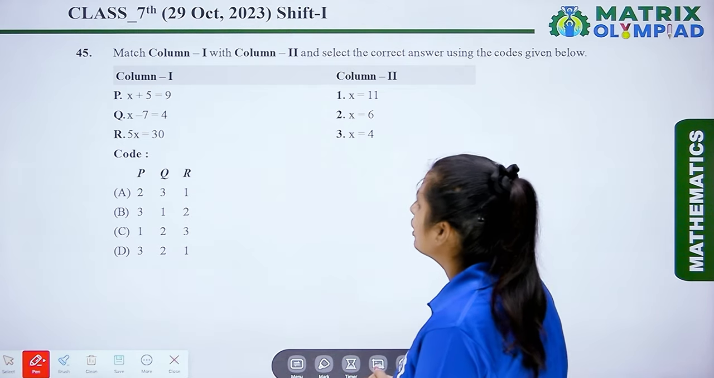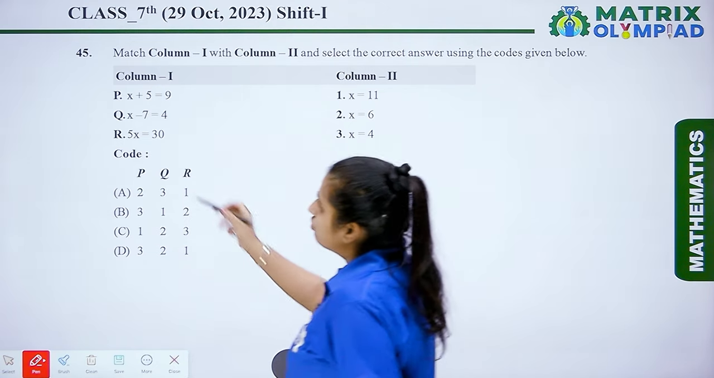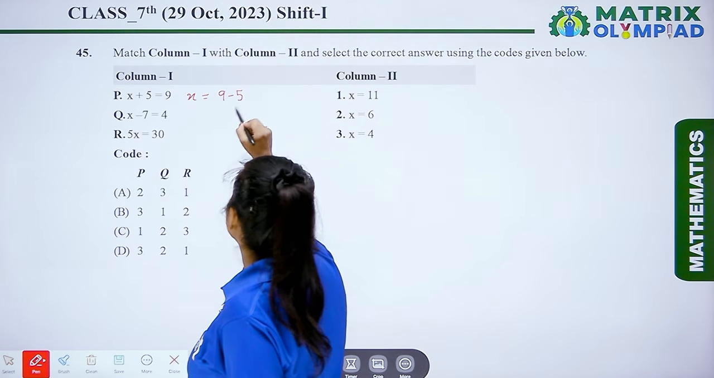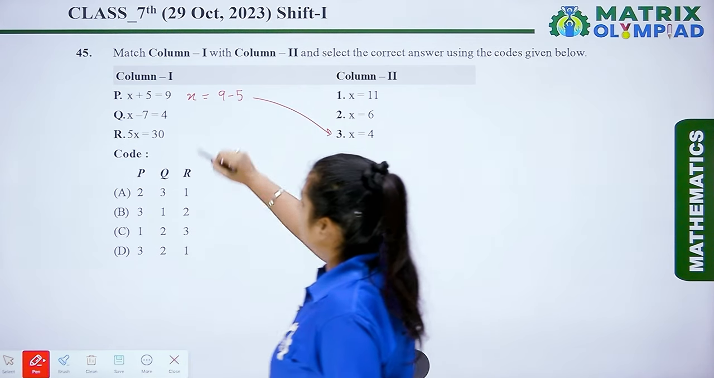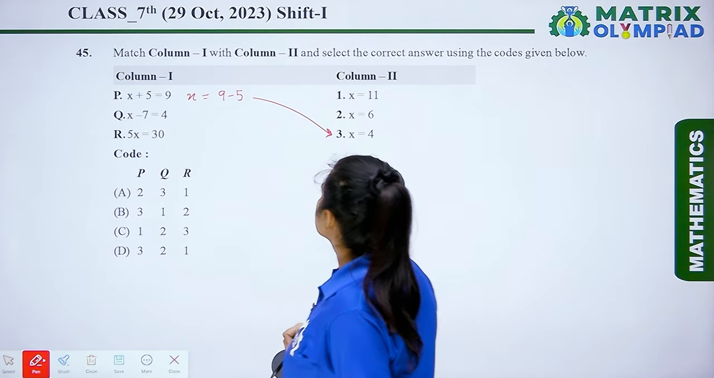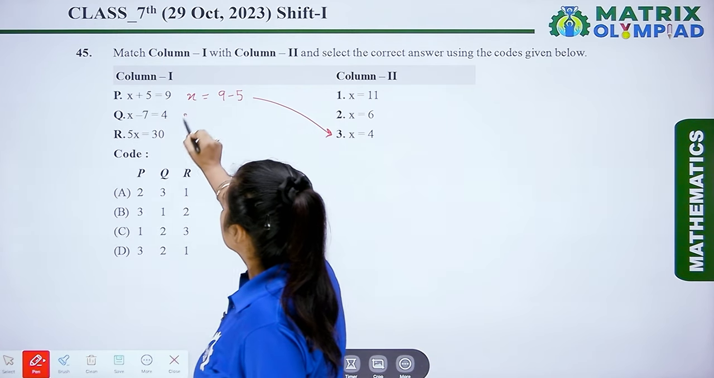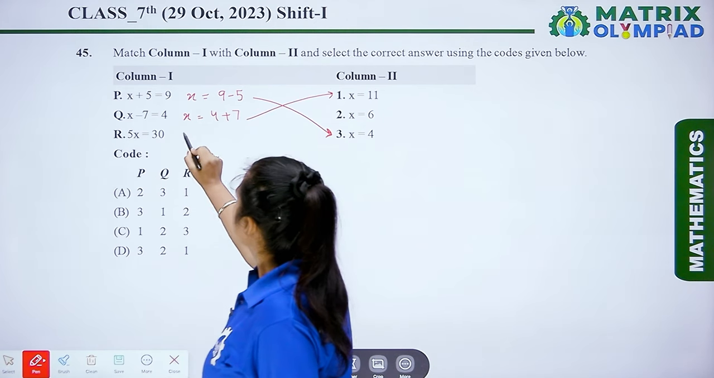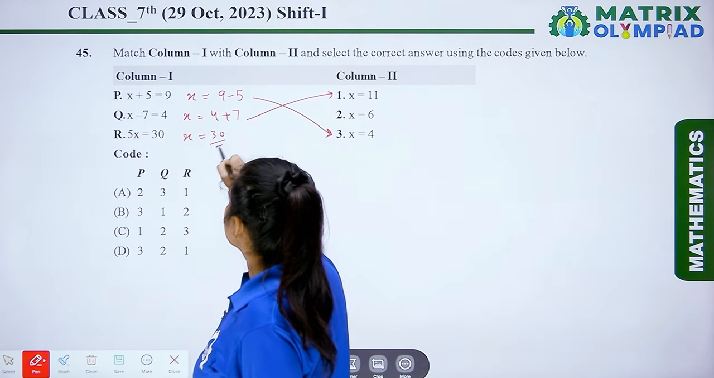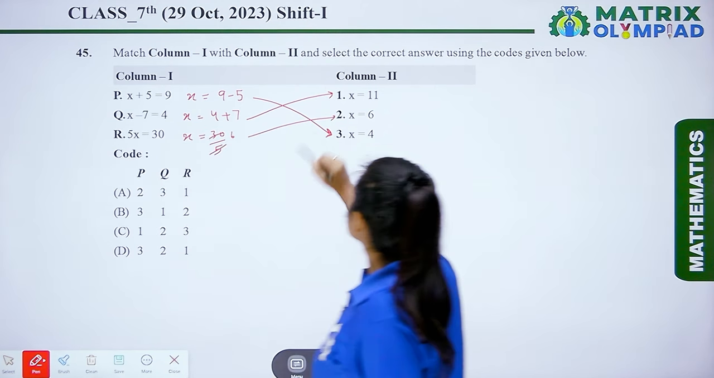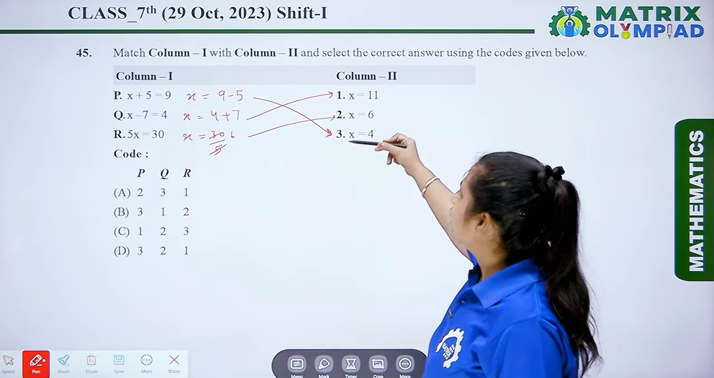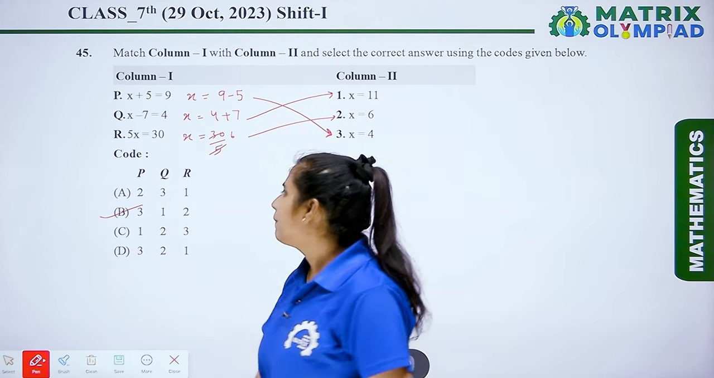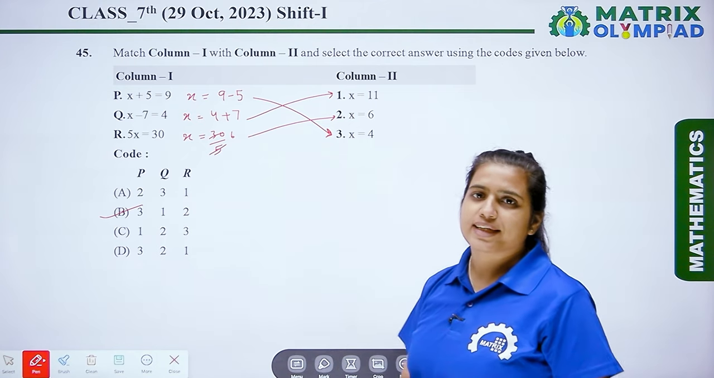Again, this is a match the column. Now here, let's find out the value of x. Here x is equal to 9 minus 5, that is 4. So here it is 4. Now x is equal to 4 plus 7, that is 11. X is equal to 30 divided by 5, that is 6. So the correct sequence is 3, 1, 2. So here 3, 1, 2 is in the B option. So here option B is the correct answer.